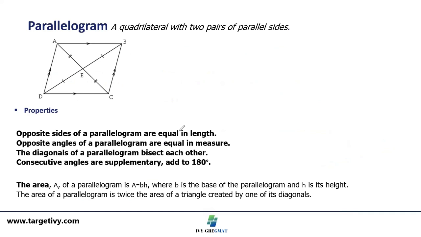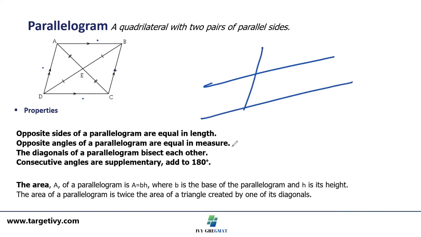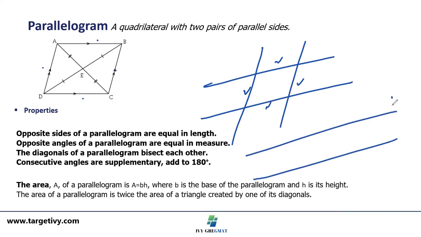So a parallelogram is actually a quadrilateral, but 2 sides are parallel to each other. So these 2 sides are parallel to each other. Properties of a parallelogram: the opposite sides of the parallelogram are equal in length. So this side and this side are equal, this side and this side are equal. It can be like this also. So this side and this side are equal, and this side and this side are equal.